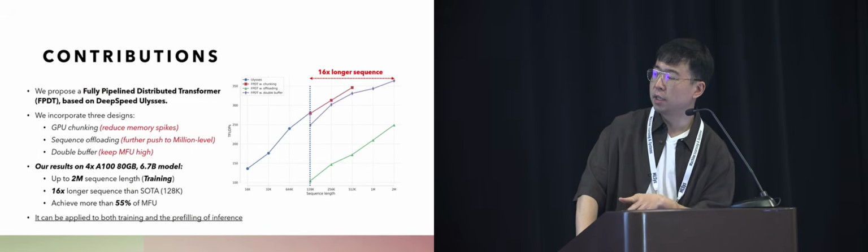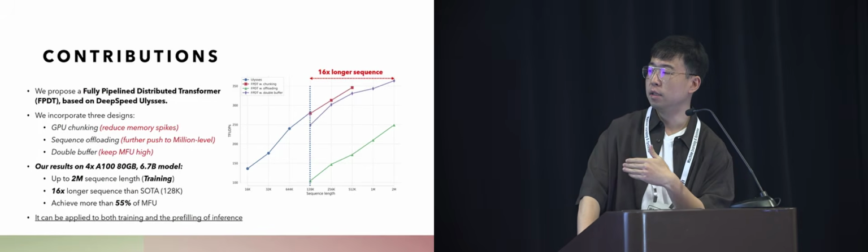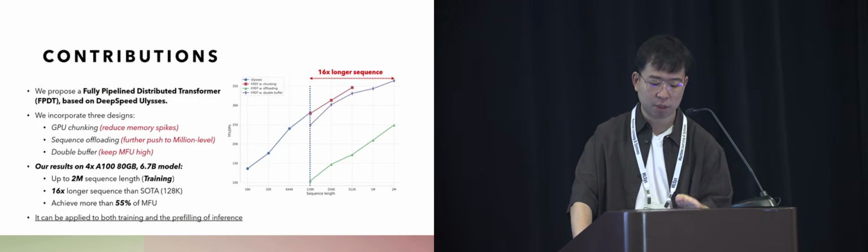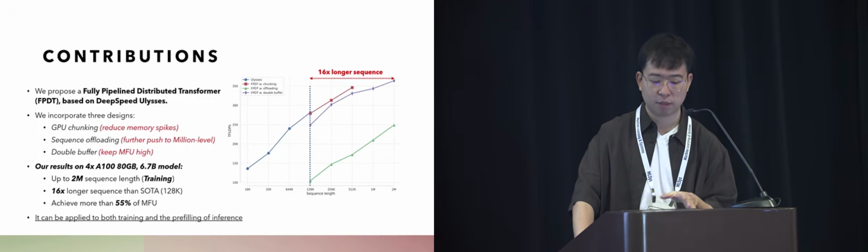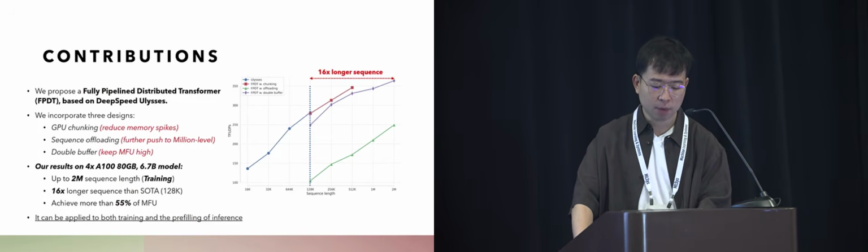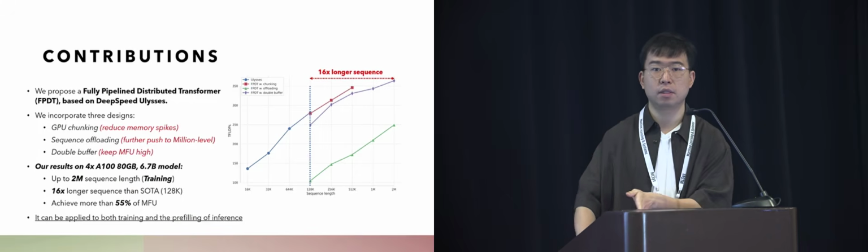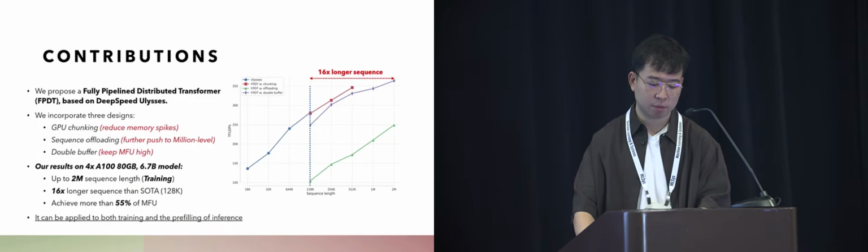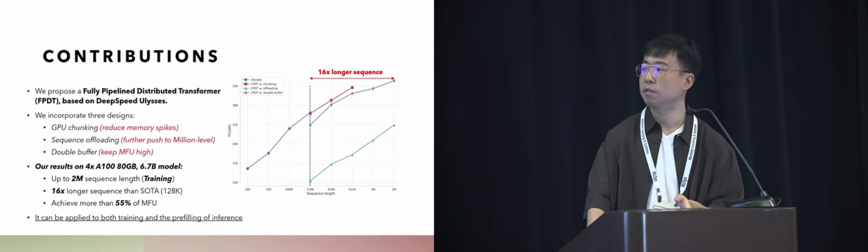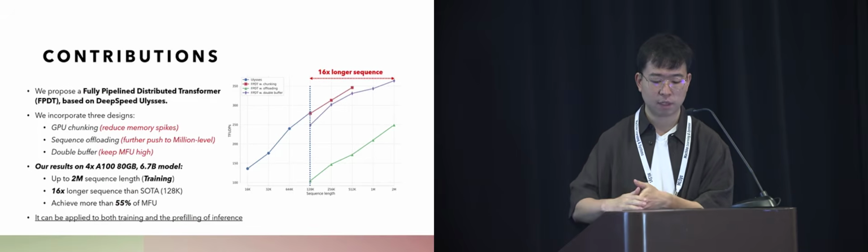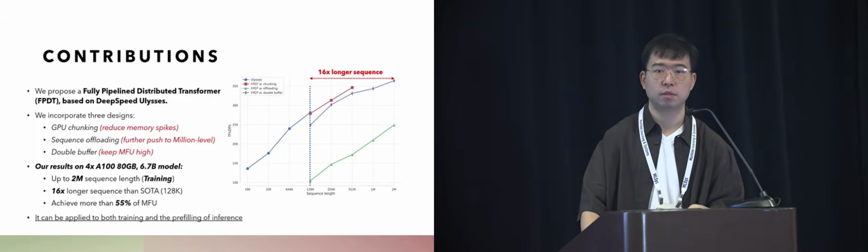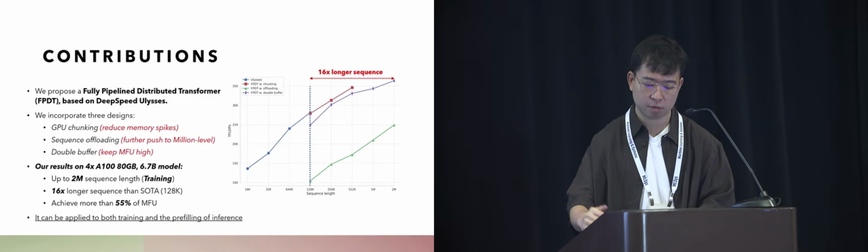Just one result shown here. There will be more in the following slides. On A100 80 gigabyte GPUs and a roughly 7 billion parameter model, we support 2 million sequence length training, which is 16 times longer than the state of the art. We also achieve more than 55% MFU. So I think it's a pretty good result.